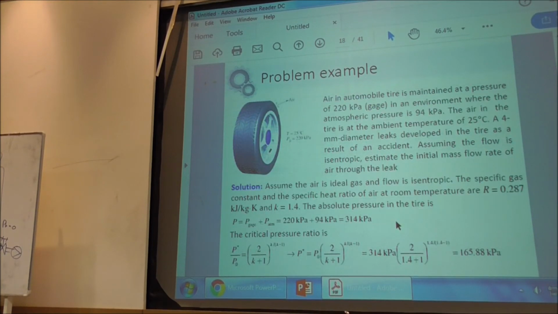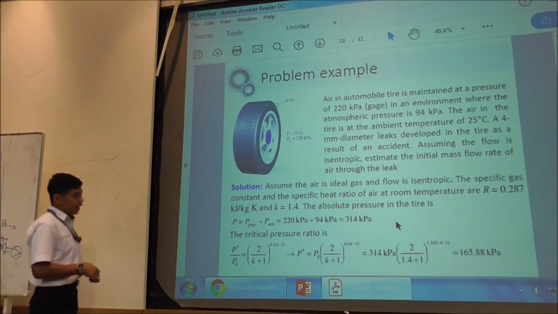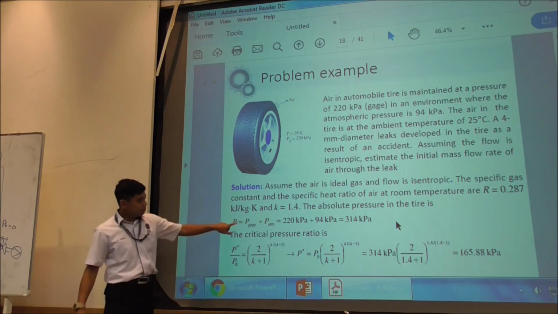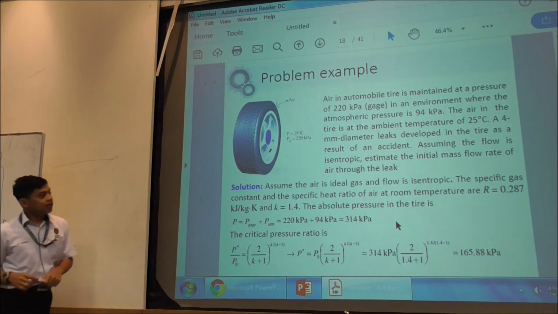Okay, no question. Now, what happens if you have a tire puncture? Actually, using the same concept, you can calculate how long it takes.